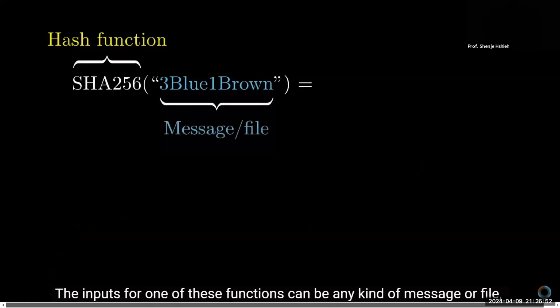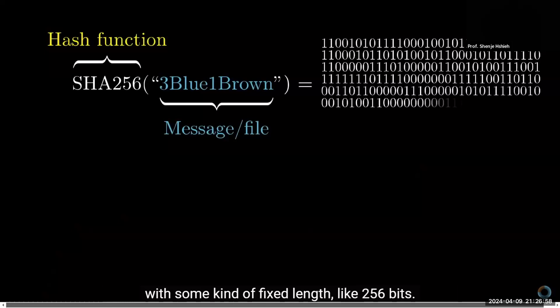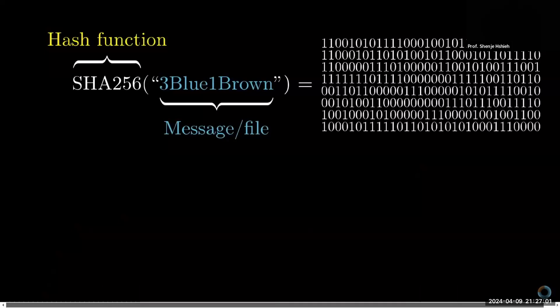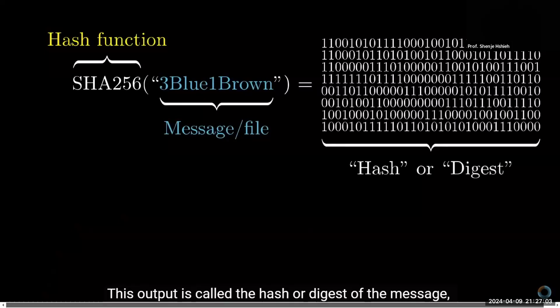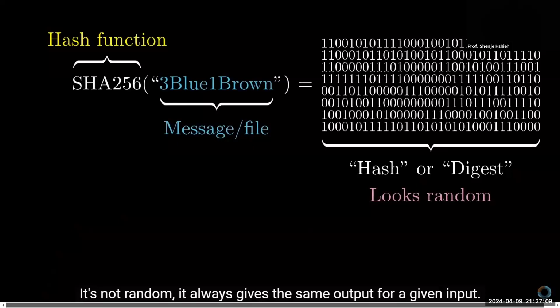The inputs for one of these functions can be any kind of message or file. It really doesn't matter. And the output is a string of bits with some kind of fixed length, like 256 bits. This output is called the hash or the digest of the message. And the intent is that it looks random. It's not random. It always gives the same output for a given input.